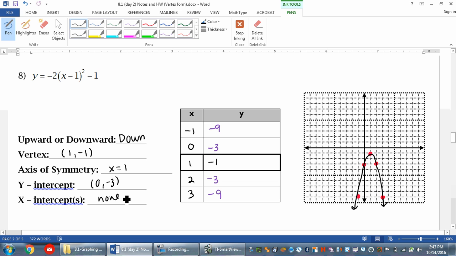All right, so let's see if you got the question correct. If you got it correct, it's going to open down because that negative 2 is down. My vertex is positive 1, negative 1, because the 1 turns positive since it's inside the parentheses. My axis of symmetry is x equals 1. I have one point on the y-axis, so that's 0, negative 3. And since it doesn't cross my x-axis at all, I have none.